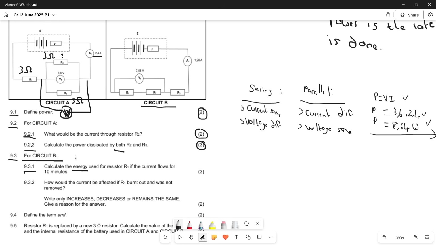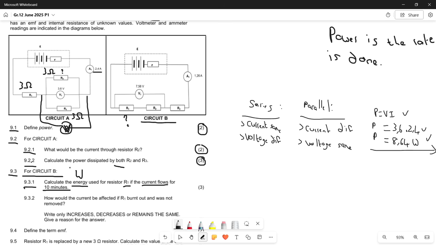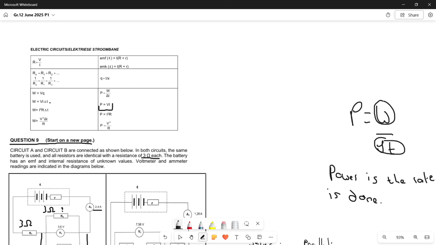And then 9.3 over here says for circuit B, so circuit B over here, 9.3.1, calculate the energy measured in joules, so that is our work, used for resistor R1, so R1 over here, if the current flows for 10 minutes. So we have to work with time. So if we go and look at our formulas, we have to see which formulas we can work with that have time. So our energy is somewhere over here. It is our W, which means the only 3 formulas with time are these guys.